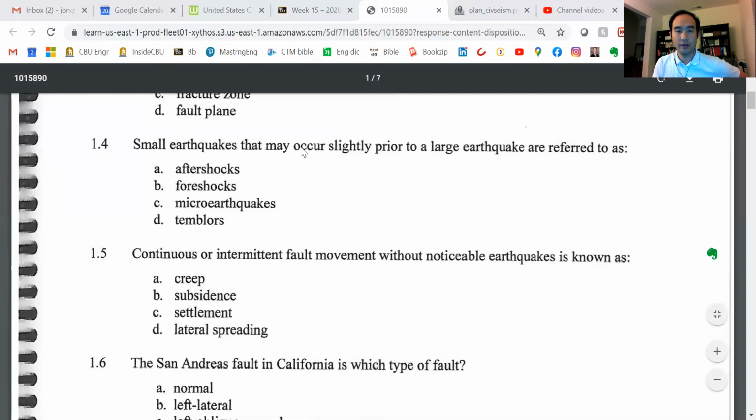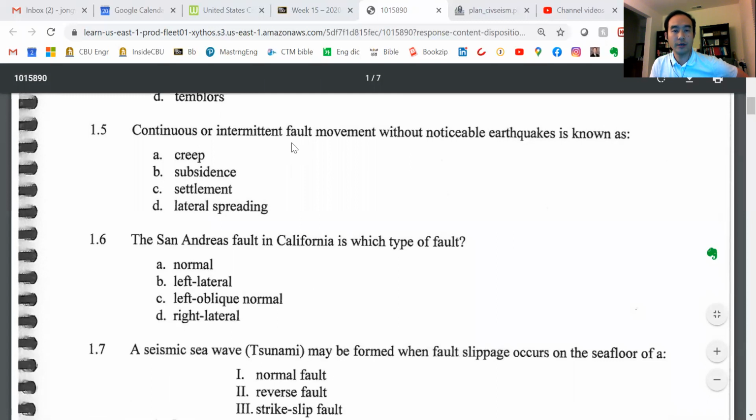Small earthquakes that may occur slightly prior to a large earthquake are referred to as A, aftershocks, B, foreshocks, C, microearthquakes, D, tumblers. The answer is going to be foreshocks. So the answer is going to be B.